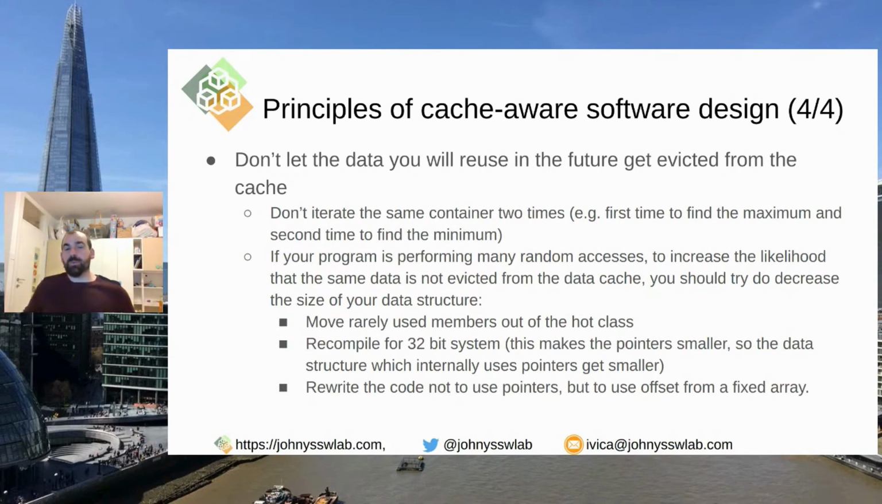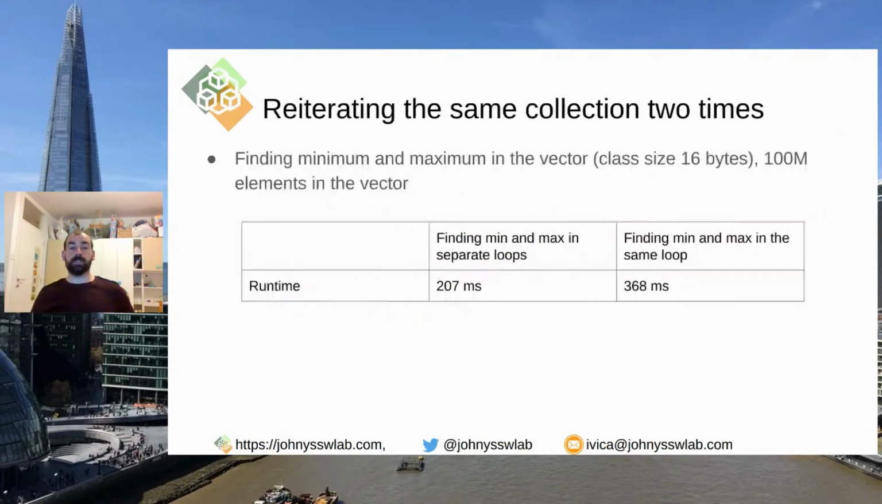The second thing: if your program is performing many random accesses, to increase the likelihood that the same data is not evicted from the data cache, you should try to decrease the size of your data structure. Any effort to decrease the size of your data structure will actually mean increasing performance. You can move rarely used members out of the hot class. You can recompile for the 32-bit system, which makes pointers smaller, so the data structure internally becomes smaller. You can rewrite the code not to use pointers, but to use offsets from a fixed base.